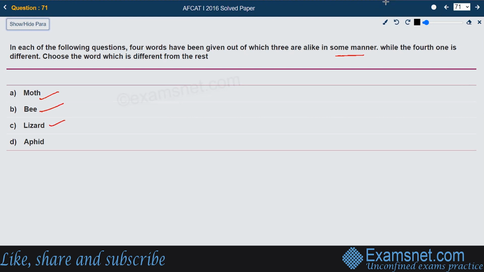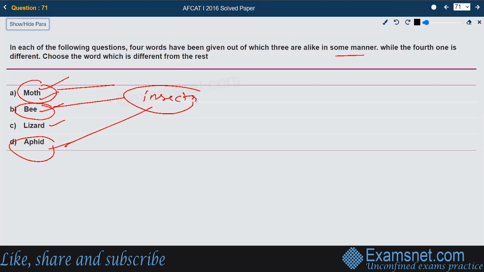Moth, bee, lizard, and aphid. See, if you look carefully, the moth, the bee, and the aphid, all of them fall in the category of insects. Okay, they fall in the category of insects, all three of these. Lizard is the only species that comes under the category of reptile. So the odd one is lizard, that is a reptile.